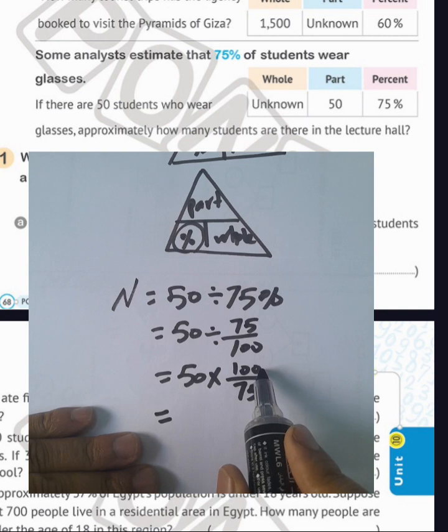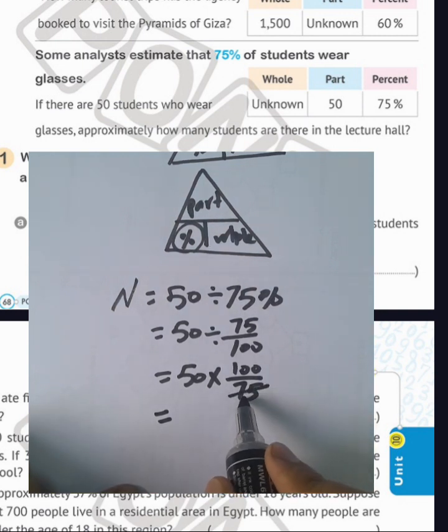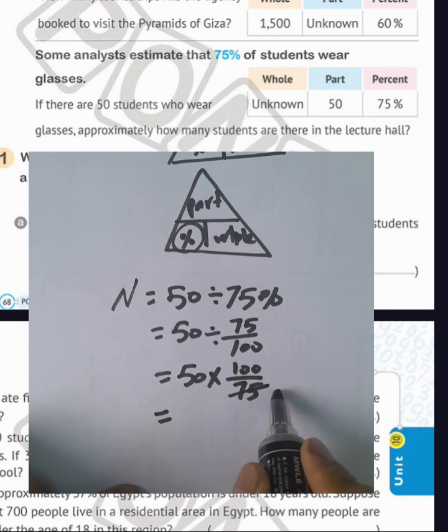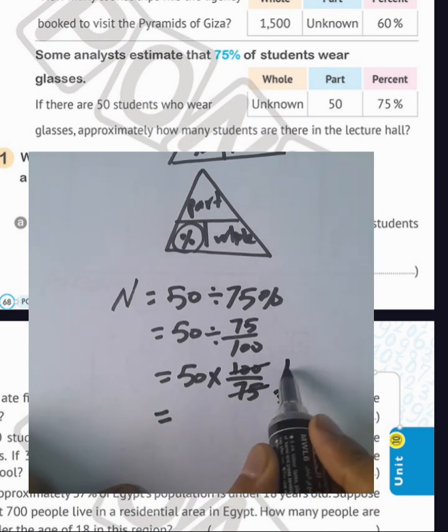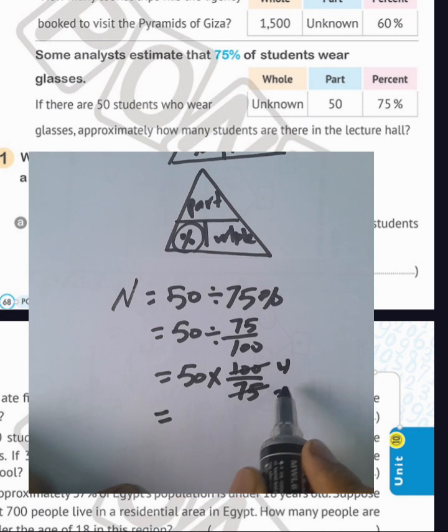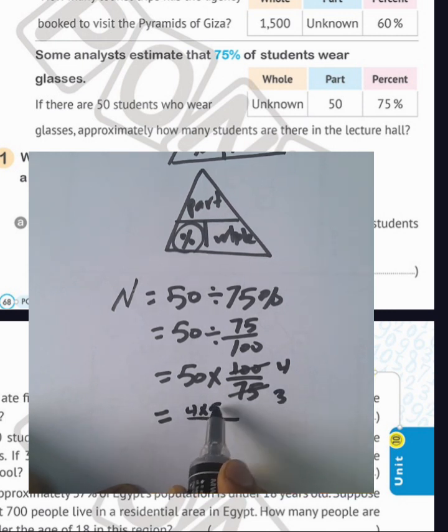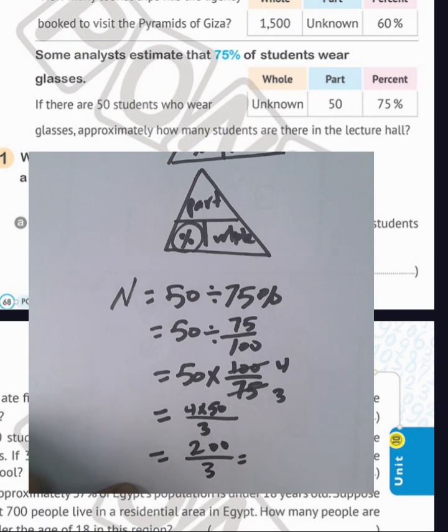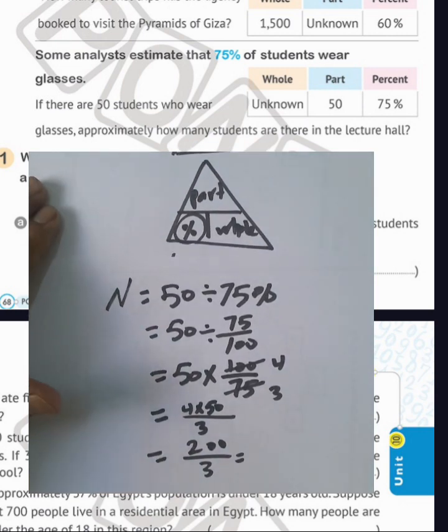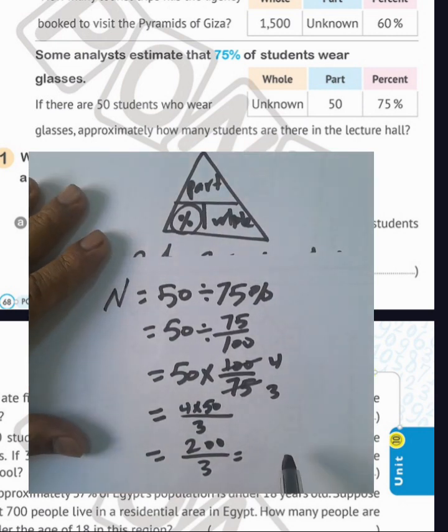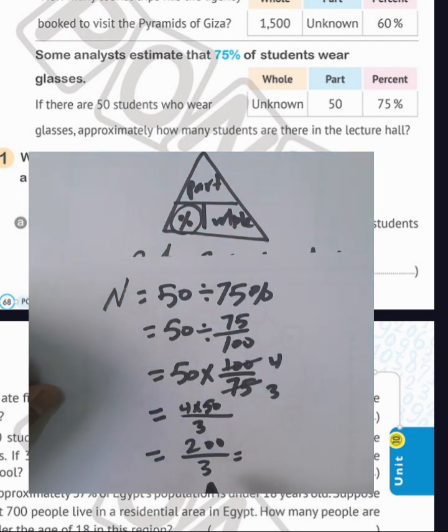And then 100 over 75, you can divide it by 25 here. 75 divided by 25 equals 3, and 100 divided by 25 will be 4. 4 times 50 over 3. 4 times 50 will be 200. 200 over 3, you can simplify this number here. We can write 200 divided by 3.